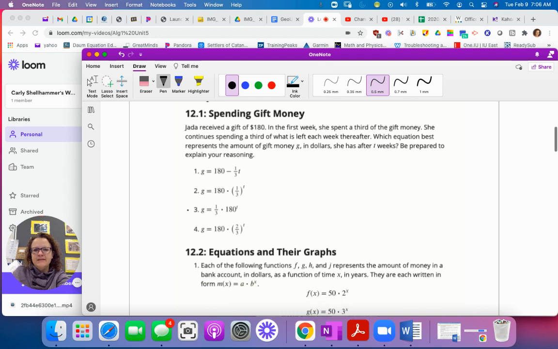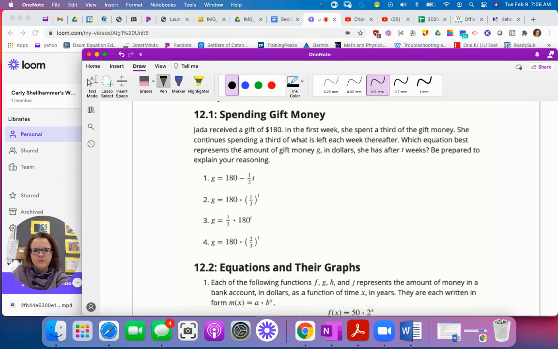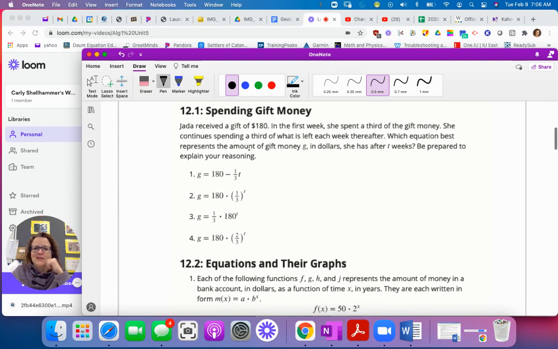Diving right in. Spending gift money. Jada receives a gift of $180. In the first week, she spent a third of the gift money. She continues spending a third of what is left each week thereafter. Which equation best represents the amount of gift money, G, in dollars she has after T weeks? Be prepared to explain your reasoning.